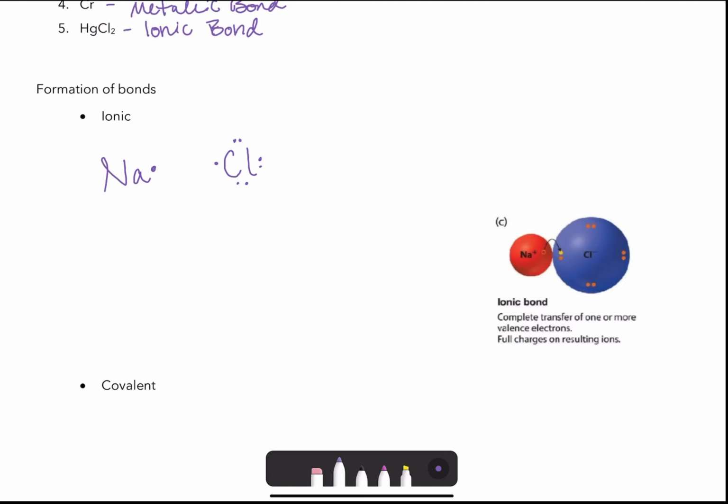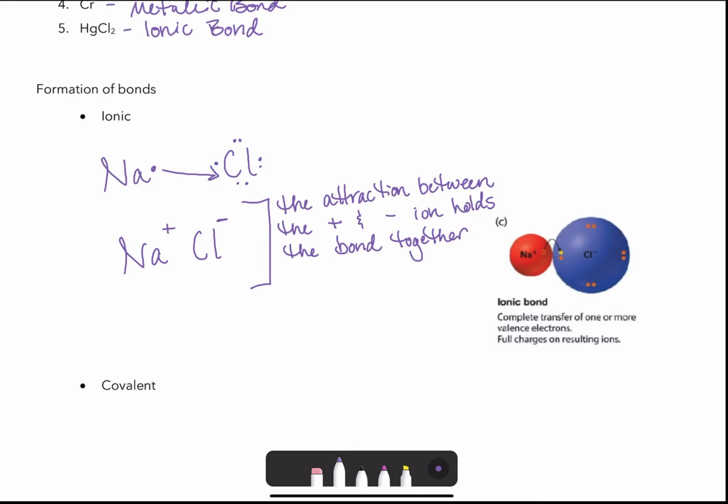When these form a bond, sodium's electron gets transferred to chlorine right there. When sodium loses its electron, it forms a positive charge. It lost an electron, so it's a positive ion. Chlorine has now gained an electron, so it's a negative ion. The attraction between the positive and negative charge here holds the bond together. And it's this transfer that results in the ions.